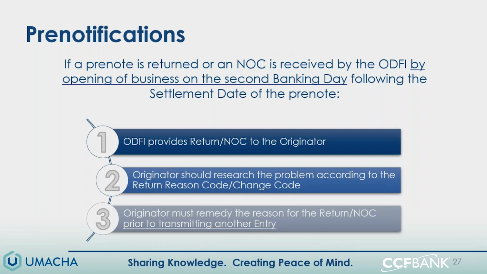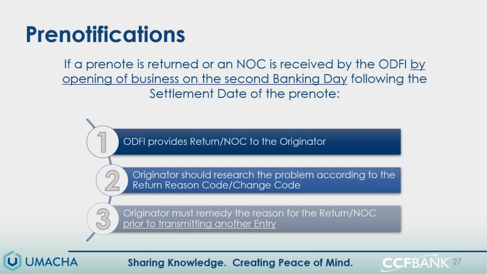So looking at the return reason or the change code that comes in, maybe we transposed a couple of numbers in the account number, or maybe we had it set up as a savings account, but it really should have been a checking account. Those are the things we're going to look at based on the information that comes into us, check our system and see what's wrong, and then we can make those changes. We need to remedy the reason for that NOC before we send another entry. So if we're sending entries, we get this notification of change or we get that return, we have to act on that, right? We need to act on that.